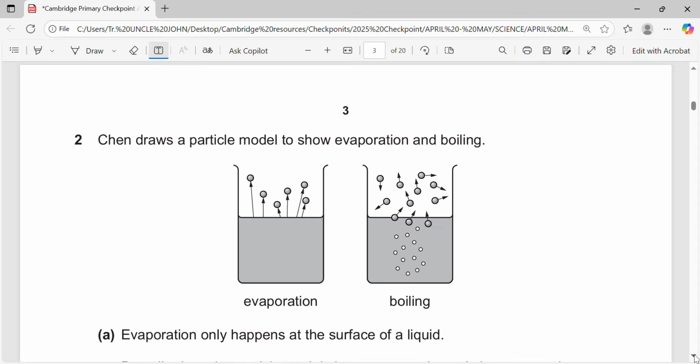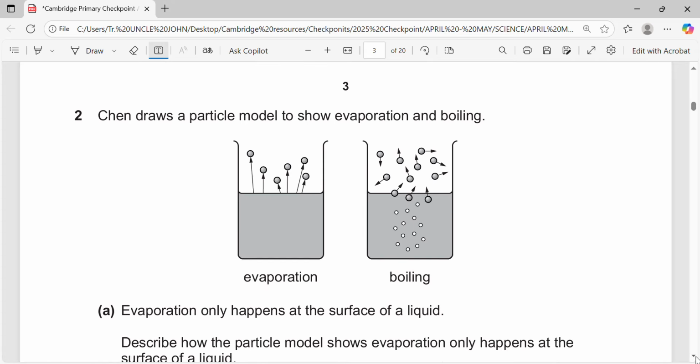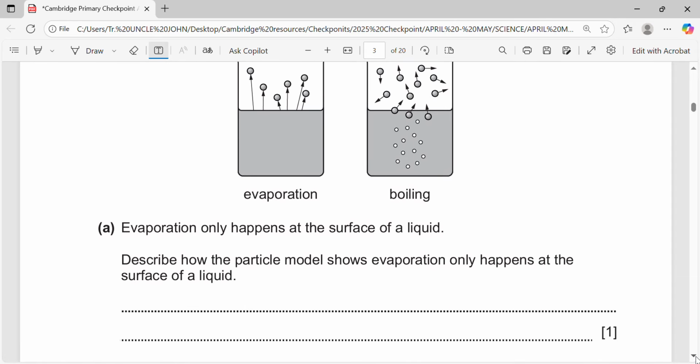Number 2. Chen draws a particle model to show evaporation and boiling. These are the two beakers down here, A and B. So there is evaporation and boiling. As you can see, evaporation only happens at the surface of a liquid. Describe how the particle model shows evaporation only happens at the surface of a liquid.